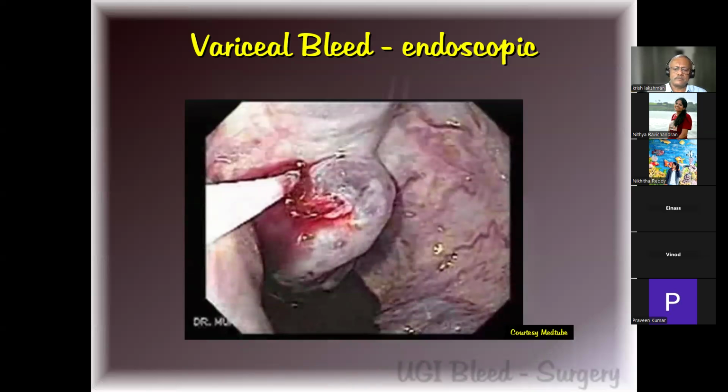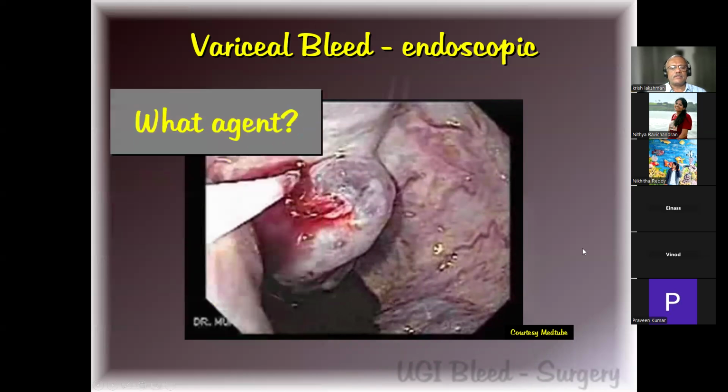What's happening here? What are we doing here? This is a classic endoscopic picture of a sclerotherapy. The white thing is a sclerotherapy needle, and they're giving a sclerosant there. So what agent do you use? The next question. You guys aware of it? Anybody read about it? Vinod? Sir, sodium tetradecyl. Correct. STD, agreed.